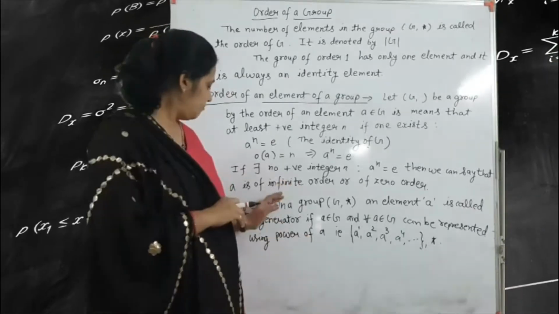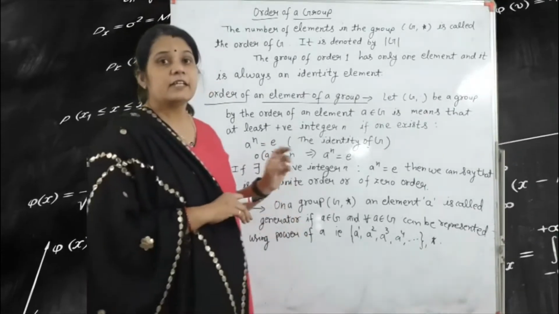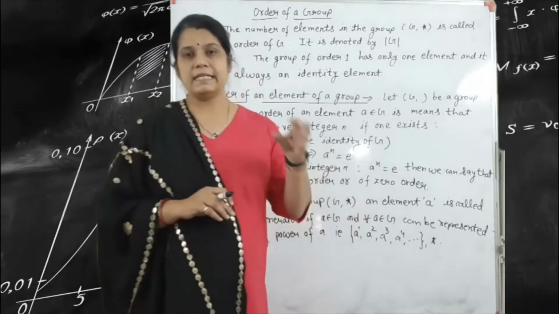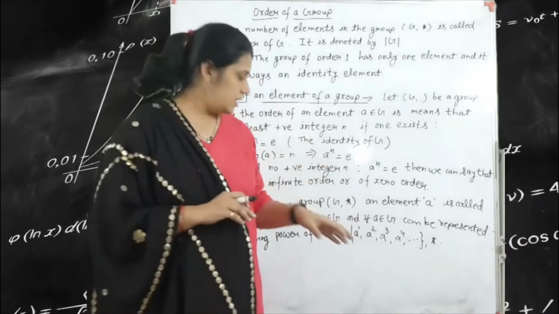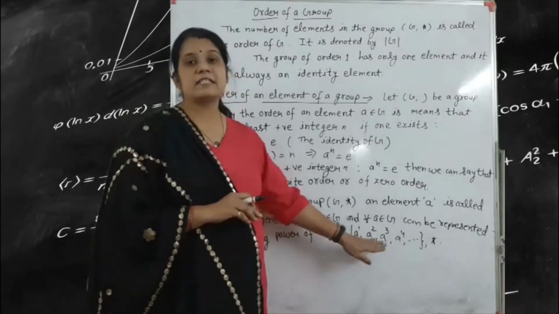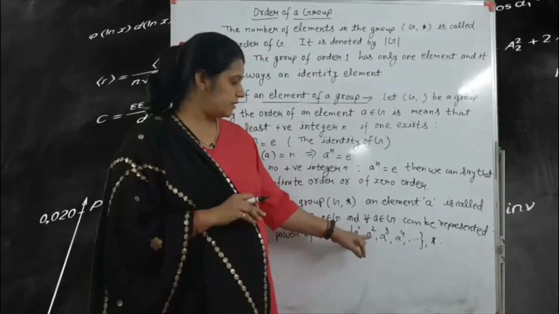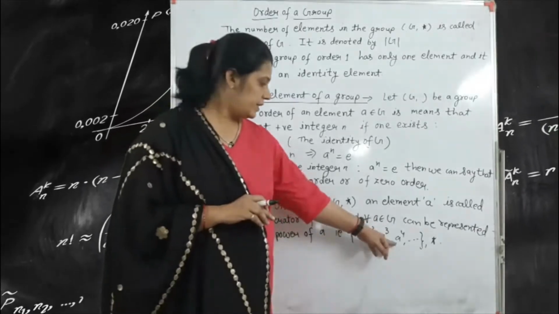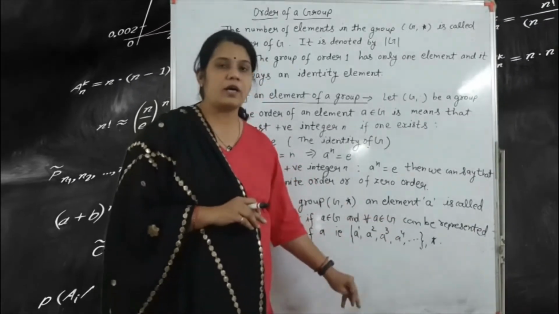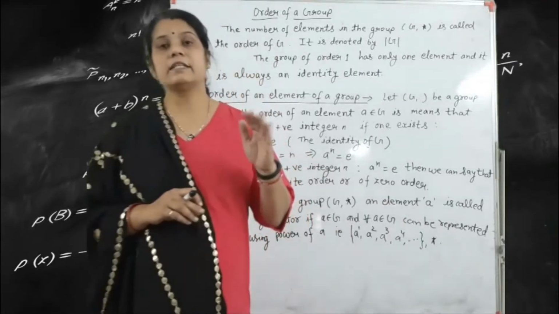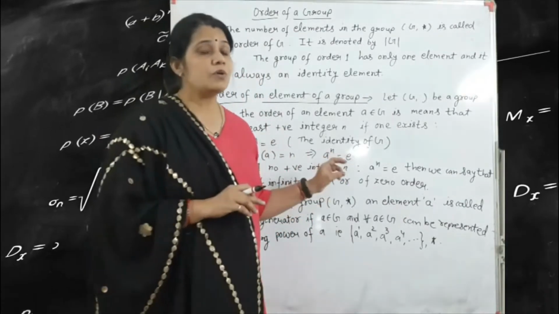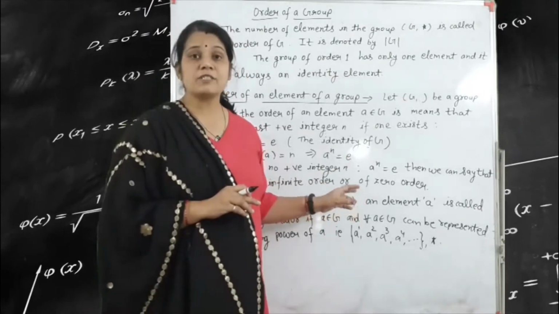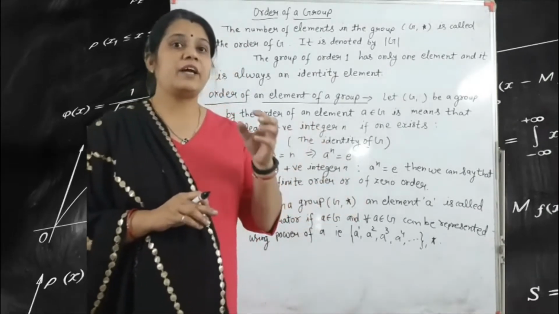That means if we find the generator, consider for example that a belongs to G, a is any element of the group G. We write in this format: a raised to the power 1, a raised to the power 2, a raised to the power 3, a raised to the power 4, and so on, where star is any given operator. So what is the definition for finding the generator? This is a very important point.